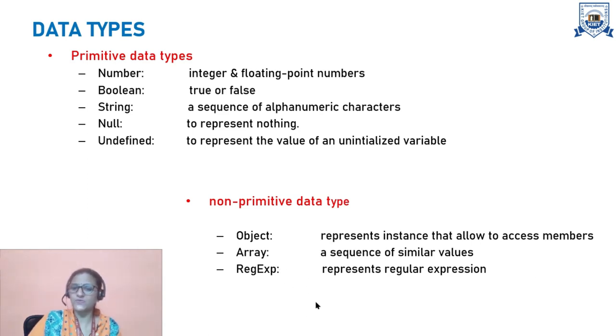The first one is object. It represents the instance that allows access to the members. Array, it is a sequence of similar type of values. RegExp, it represents the regular expression.